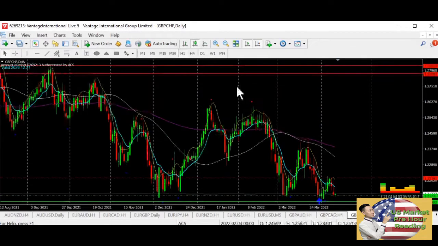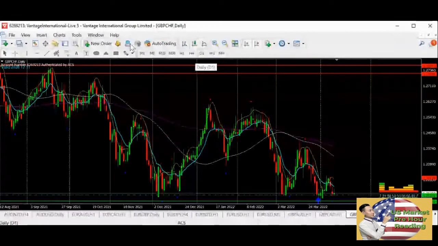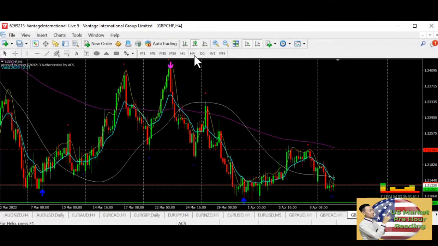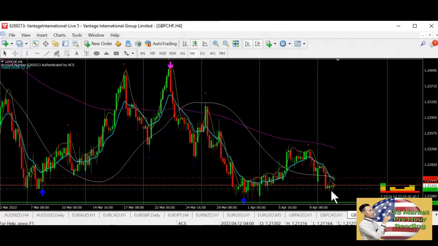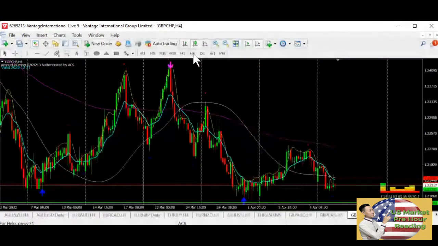How about pound franc? All right, pound franc hitting on the support again, and now what we are looking at H4 for the resistance level over here. This is the resistance level. Resistance was tested 4 hours ago, and it came down to test the support once again. So over here, can we still sell? I would say we are on the support and it has retested and it's not breaking.